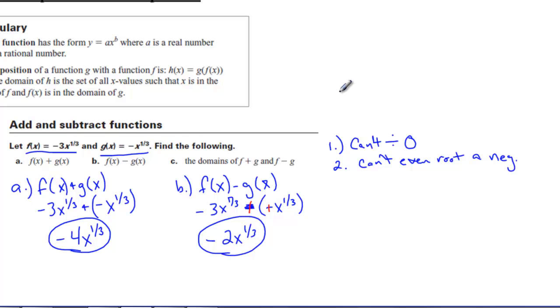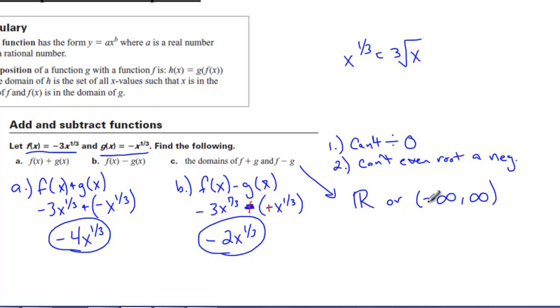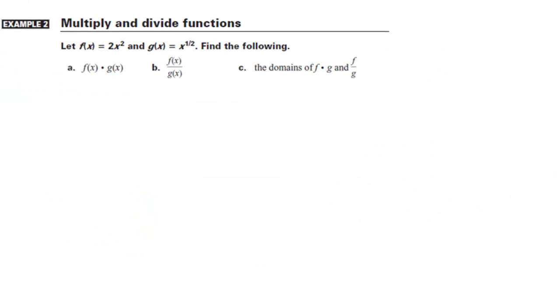X to the 1/3 power, remember that x to the 1/3 power means the cube root of x, cube being an odd root, and so we can odd root any type of number. And so the domains for both f plus g and f minus g is all real numbers, which we can put like that, or we could say from negative infinity to infinity, which is interval notation. And so the domain is not a big deal here. It will become a bigger deal as we go on.